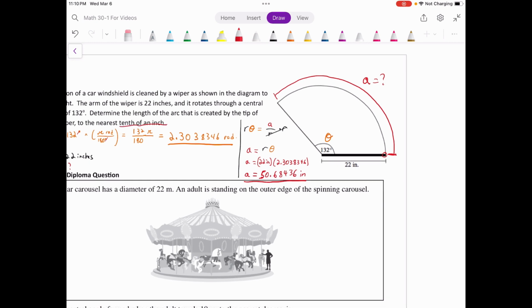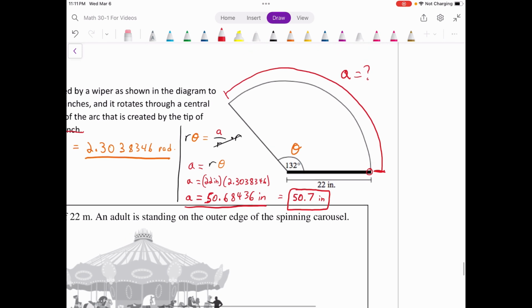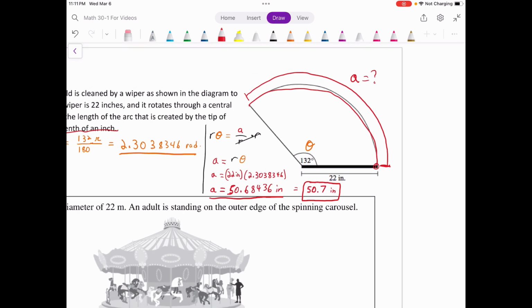So 50.6, be very careful. You would hate to do all of this right and then lose the mark on the diploma for a rounding mistake, right? The 6 is followed by an 8. So this is 50.7 inches. We got to round up to 7, because 0.68 is closer to 0.7 than it is to 0.6. So that's the arc length. This is our tip of our wiper blade moving through an arc of 50.7 inches every time it goes back and every time it returns.